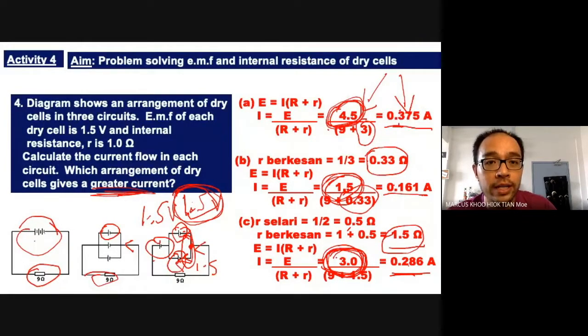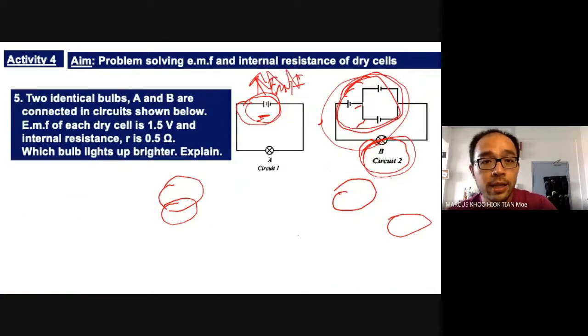Question number 4 is about different values of EMF. This one, three batteries still give you 3 volts. This one, 3 batteries gives you 4.5 volts. Question number 5 is, one uses 2 batteries, one uses 3 batteries. Sorry, my mistake. This one only used 2 batteries, this one used 3 batteries. But in this case, the EMF is the same. Both have an EMF of 3 volts.